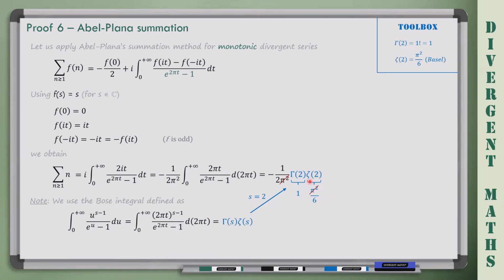The pi squared simplifies, and we are left with negative 1/2 times 1 over 6, which is of course negative 1 over 12, which is the correct value. So we get to the correct value using the Abel-Plana summation method to get to the sum of the divergent series of natural numbers.